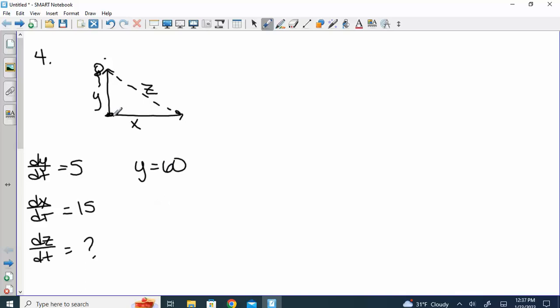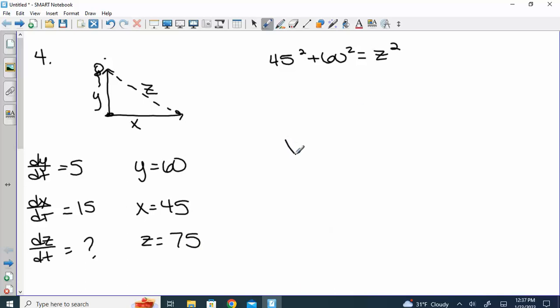If he was going 15 feet per second, then in 3 seconds, how far has he gone? 45. And we could find z at that particular instant, couldn't we? So we know 45 squared plus 60 squared equals z squared. What do you get for z at that instant? 75. Okay. So x squared plus y squared equals z squared.